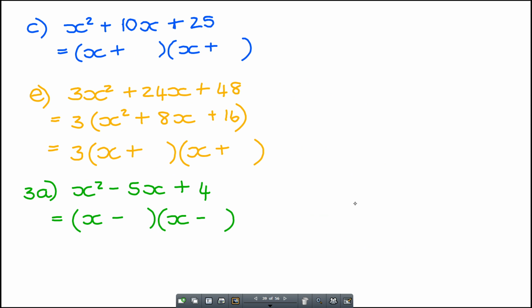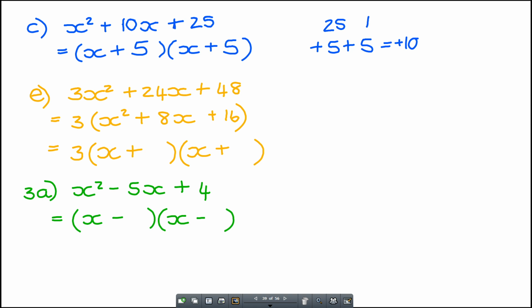Okay. So because of that plus, I would say x plus something and x plus something. Factors of 25 will be 25 times 1 or 5 times 5. And I've got to use that to get a positive 10. So I am going to say plus 5 plus 5. That's going to give me a positive 10. So x plus 5, x plus 5.